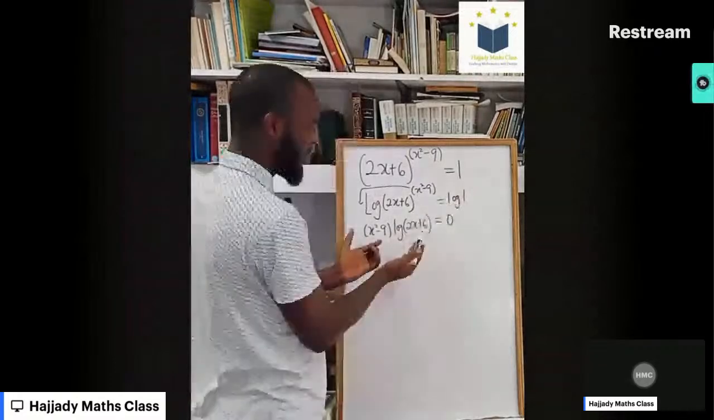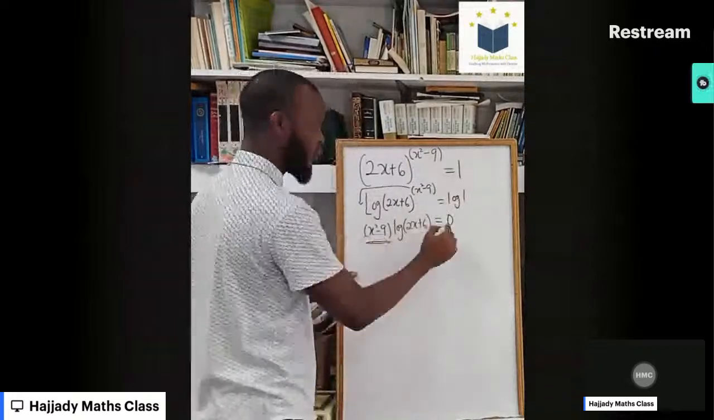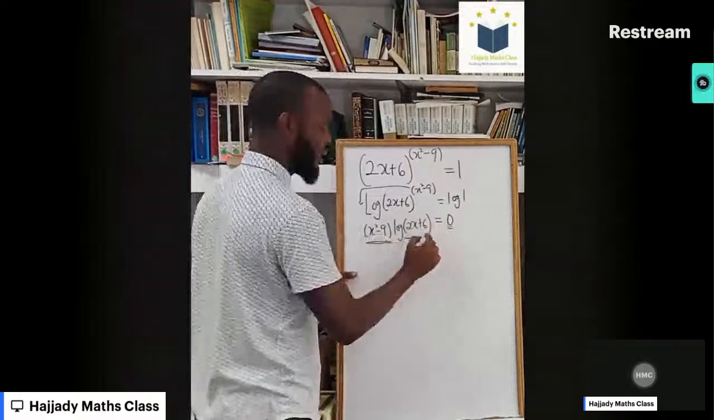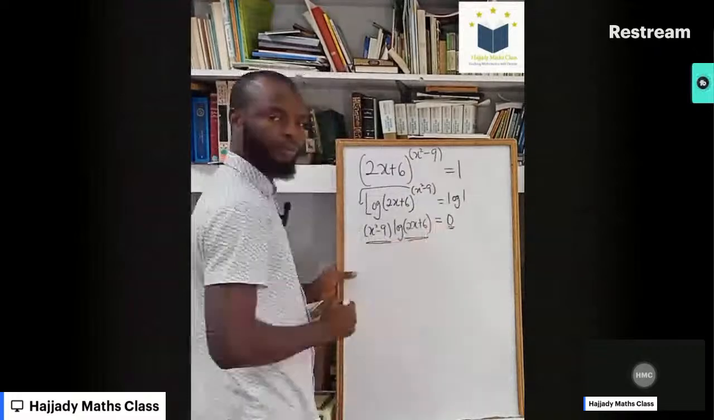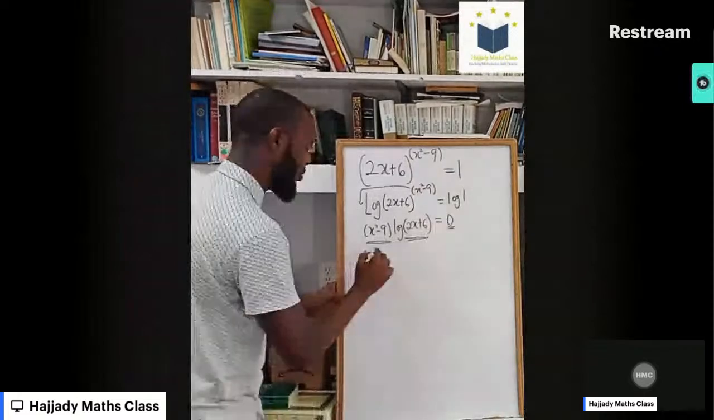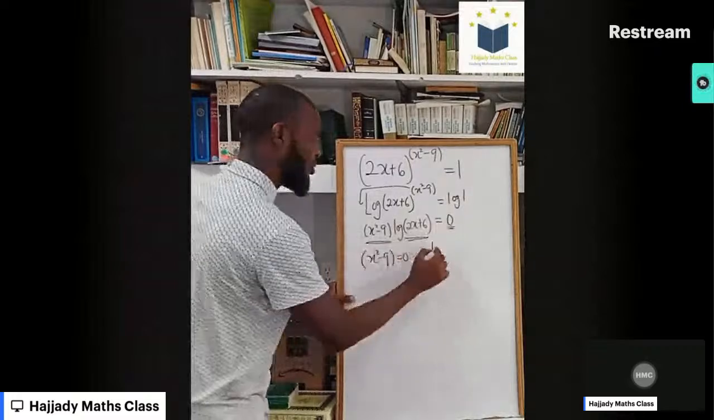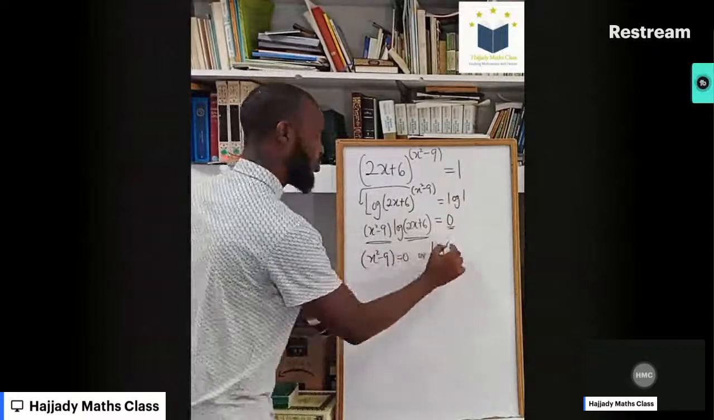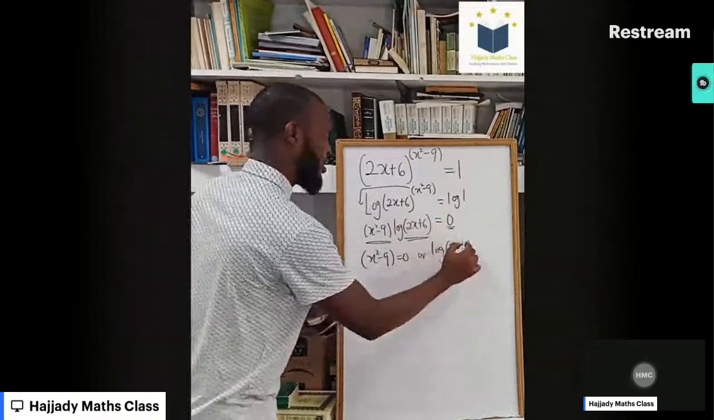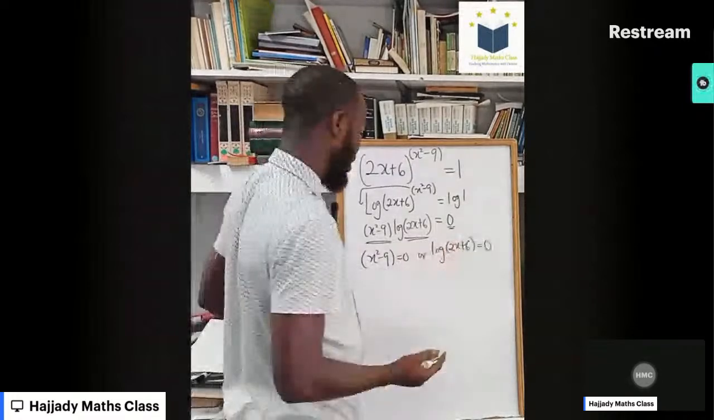We have two options. It shows that it's either this is equals to 0 or this equals to 0. So let's split that into 2. So either you have x squared minus 9 equals to 0, or we have log 2x plus 6 equals to 0. Now let's solve this first.